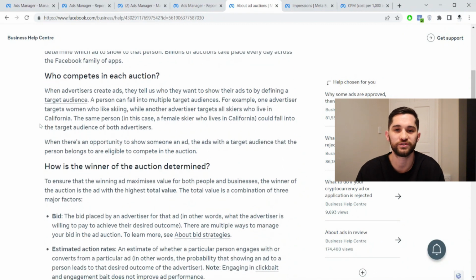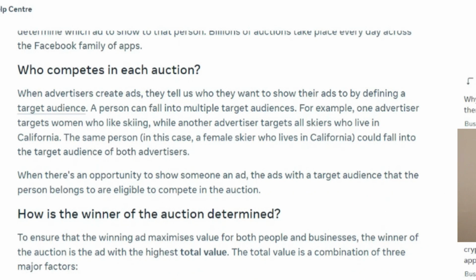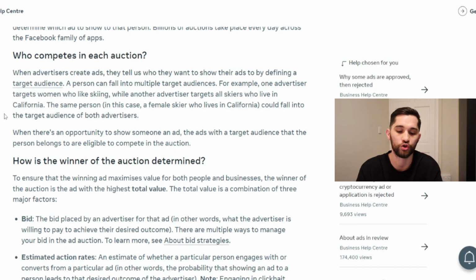You and other advertisers who are targeting similar people. So Facebook gives an example here. They say, for example, one advertiser targets women who like skiing, while another advertiser targets all skiers who live in California. The same person, in this case a female skier who lives in California, could fall into the target audience of both advertisers, and that's when an auction takes place.